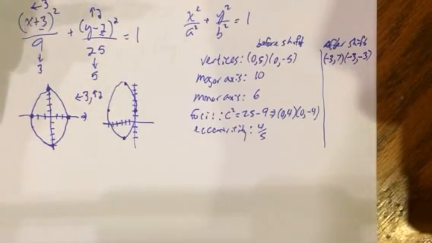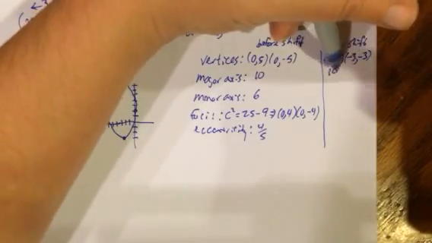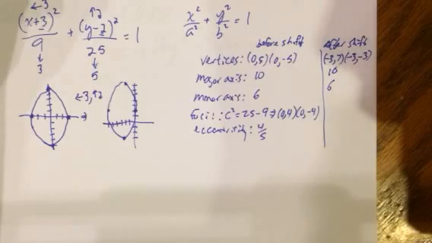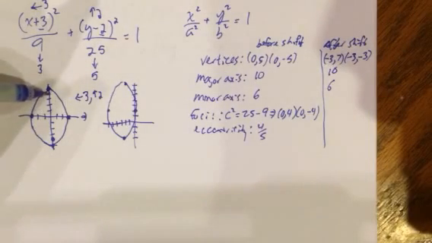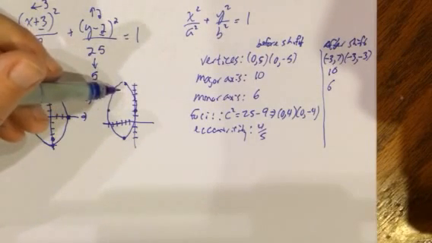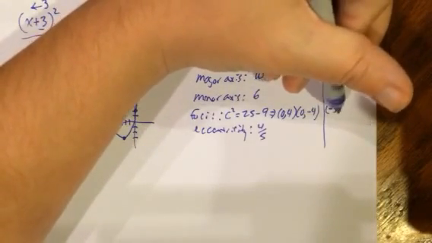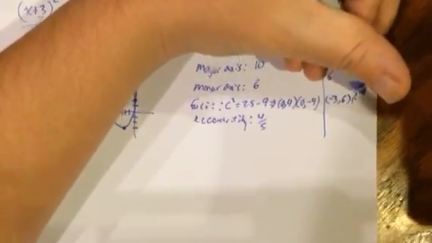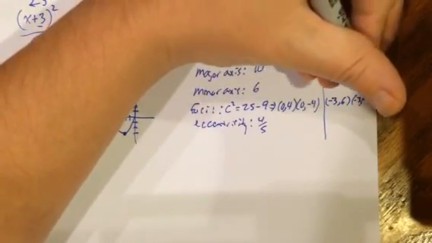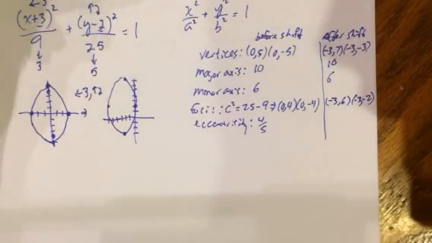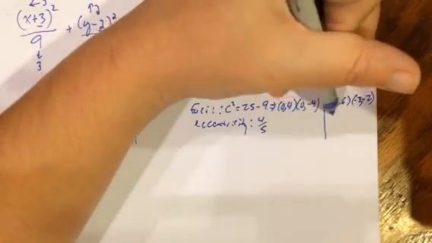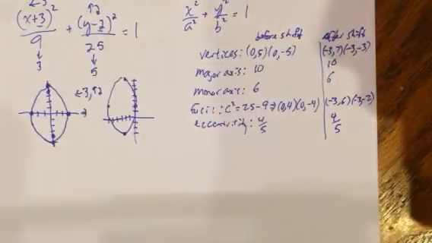My major axis is still 10. That didn't change at all. Minor axis still 6, didn't change at all. But my foci should have moved too. Instead of being here, they would also move left 3 and up 2. So -3, 6, and -3, -2. Okay, then if I look at my eccentricity, it didn't change. So really the shift just shifted my actual graph and then shifted just the points. It didn't shift anything else.